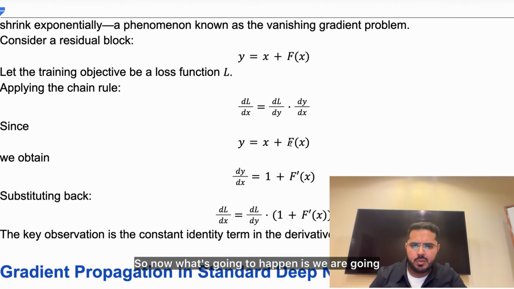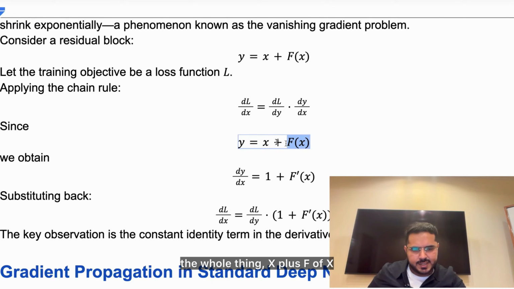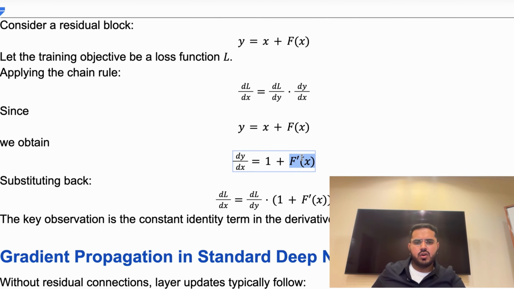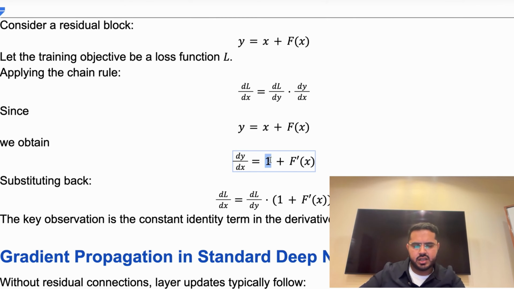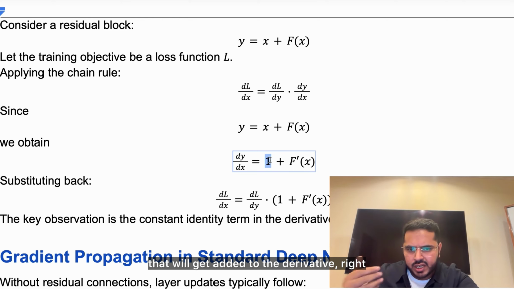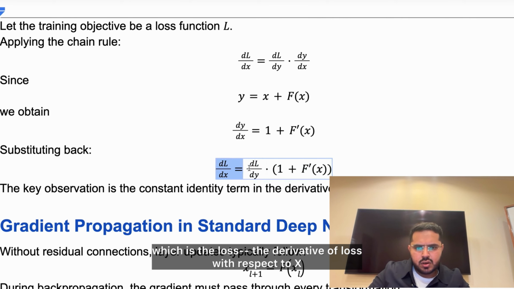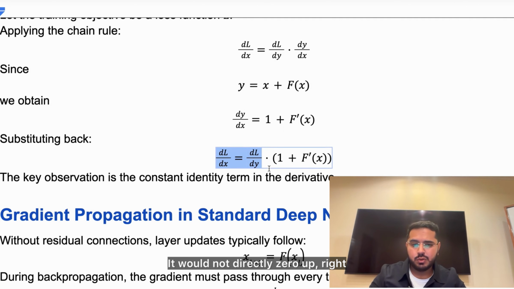Now what's going to happen is, we are not only going to compute the derivative of f of x, we are going to compute the derivative of the whole thing, x plus f of x. Even if f dash x was supposed to be 0, or tended towards 0, we still have an identity, a 1, that will get added to the derivative. So even if this approaches zero, the overall term, the derivative of loss with respect to x, is going to be nearly equal to the derivative of loss with respect to y. It would not directly zero out.